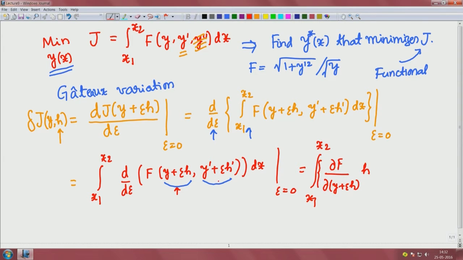And then for the second part, that will be ∂f/∂y′ times (y′ + εh′), and then we take the derivative of this with respect to epsilon, which is h′. So we get h′ dx. Now, in this we have to substitute epsilon equal to 0.